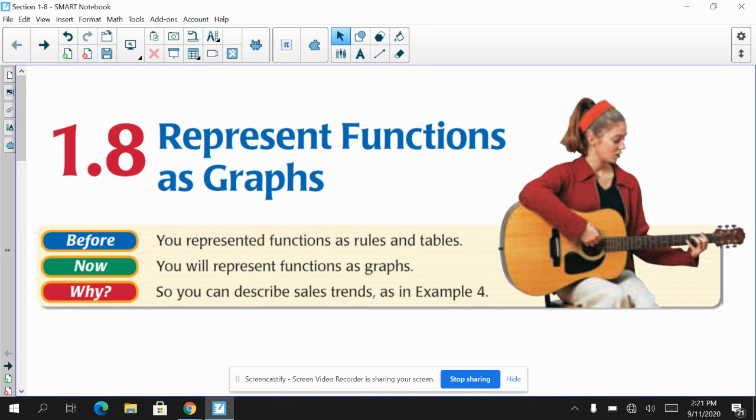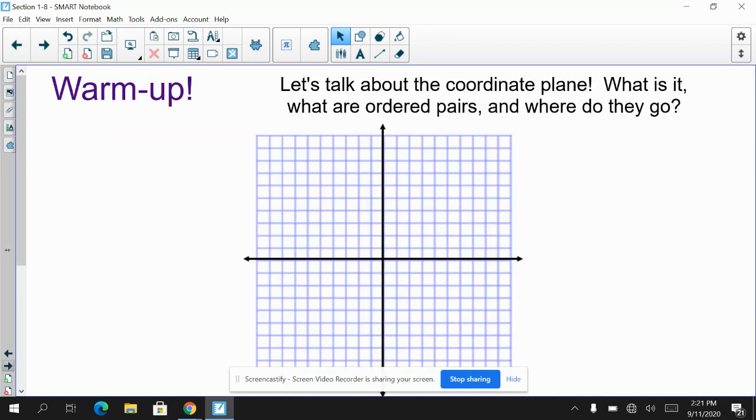So let's get into section 1.8. We're going to start graphing. So as a warm-up, let's talk about how to graph. So what do we know about a coordinate plane? Go ahead and pause this video, think about it, and see what you know about a coordinate plane.